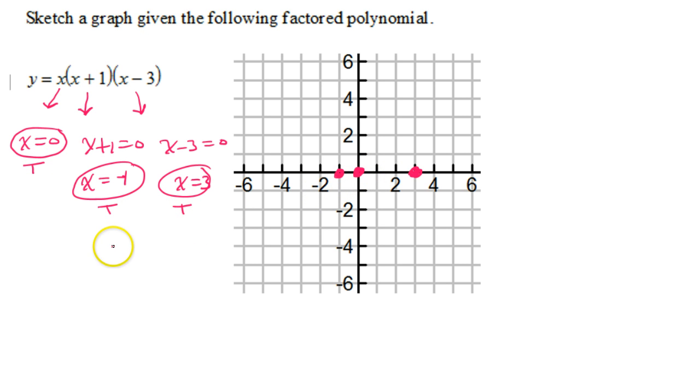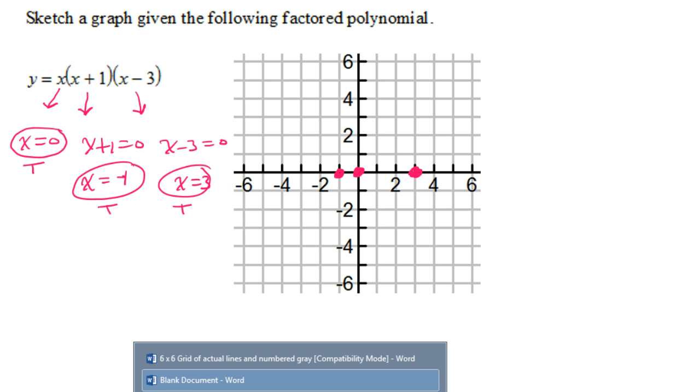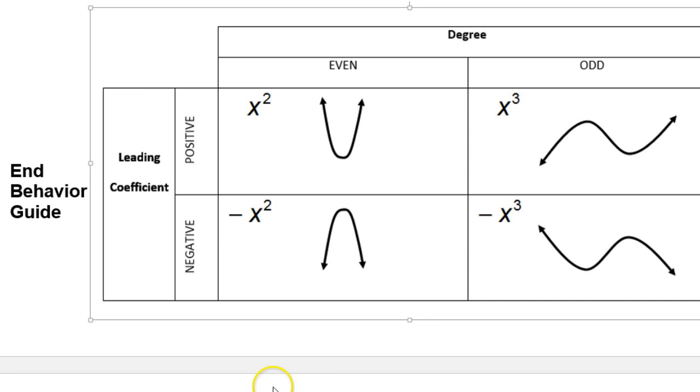I also need to think about the end behavior. I think I'm going to change colors here. For my end behavior, I keep in mind charts like this. End behavior is all about the degree. If the degree is even, the end behavior will be one of these two, positive version and negative version. If the degree is odd, it'll be either like a capital N or a backwards capital N.